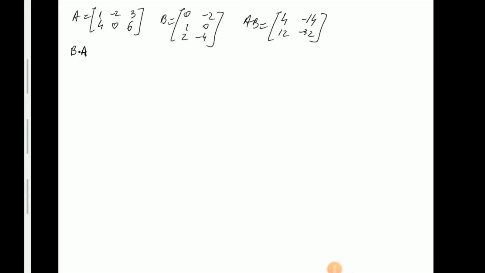All right, so I wrote what the answer from the last page, A times B. Let's see what happens if I switch the order of multiplication from B to A. So B times A. So if I start with B and then A.